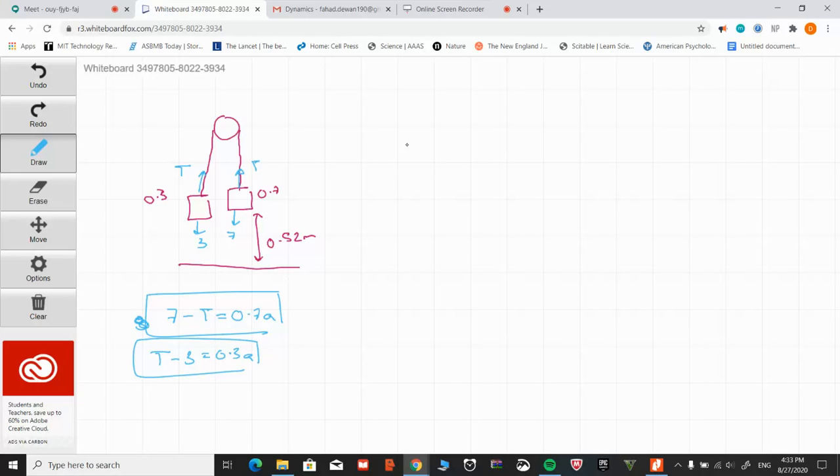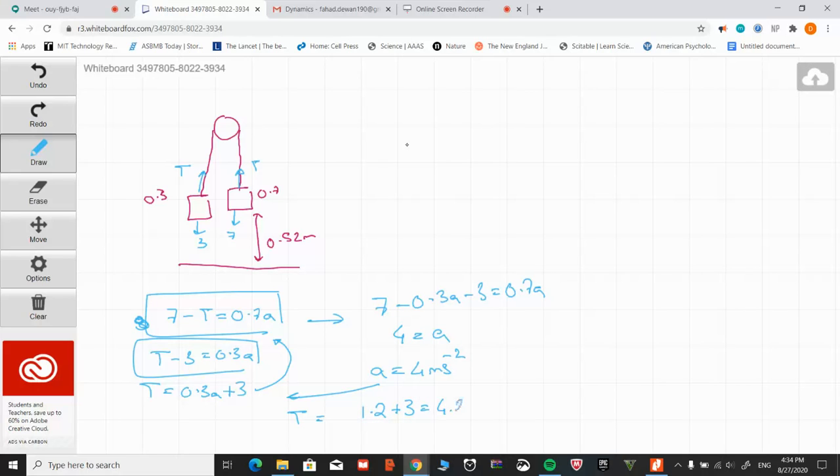Now, we take this, make T the subject, so 0.3a plus 3, plug it in here. Let's see what it gives us. 7 minus 0.3a minus 3 is equal to 0.7a. 4 is equal to acceleration. Acceleration is equal to 4 meters per second squared. And when you plug it in the T formula, T comes out to be 1.2 plus 3, 4.2 newtons. We got this one, we got this one too. You understand? The simultaneous equation.